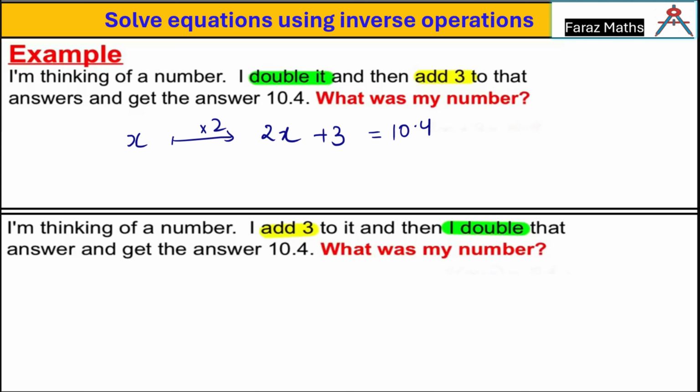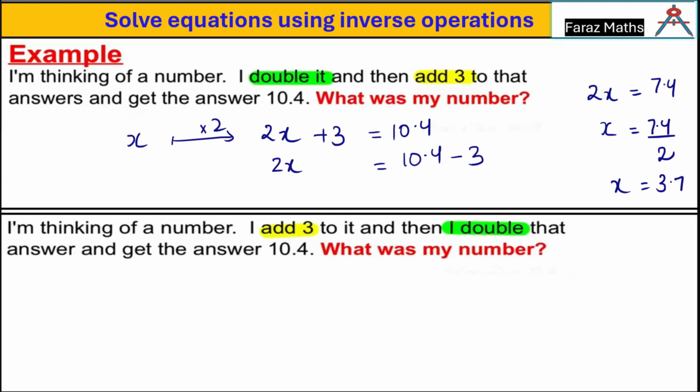Now here we use the logic. If any number is in addition with this on the left side, you have to subtract it from the right side. So 10.4 minus 3. So that will give you 2x equals 7.4. And we know that if anything multiplies on the left side, it will get divided. So that will be 7.4 divided by 2. So that is 3.7. Okay, the next question.